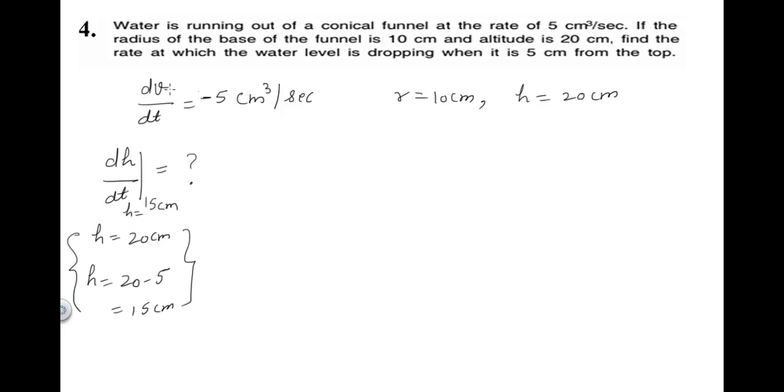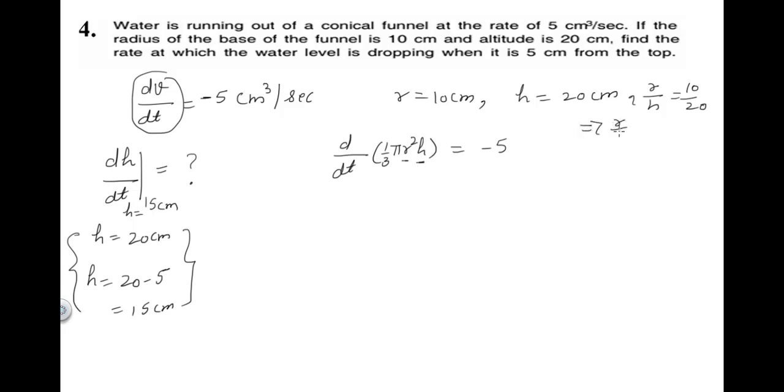Let us now differentiate this. What is the volume of the conical funnel? 1 upon 3 pi r square h. So we will write d by dt of 1 upon 3 pi r square h equals minus 5. Also, we have the function in r and h. We can convert it into one variable. If we take the ratio of r and h, we get 10 upon 20. That implies r upon h is equal to 1 upon 2. Also, we can say that r is equal to half of the height.